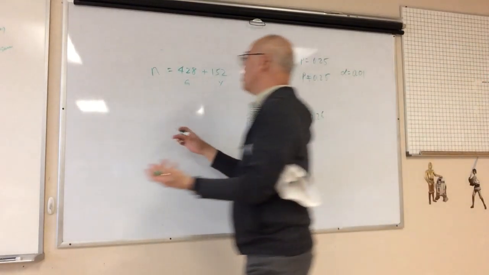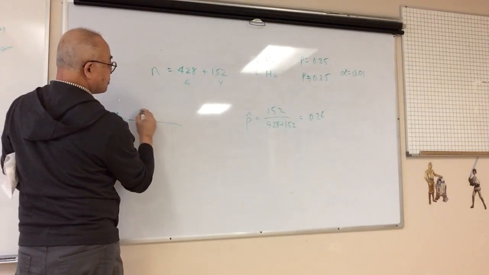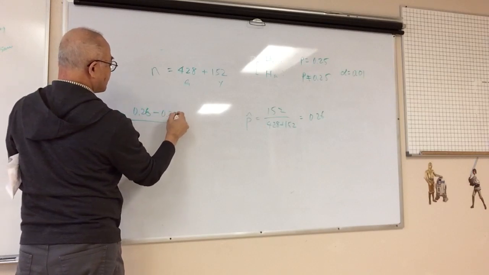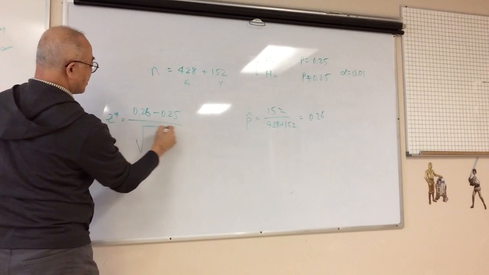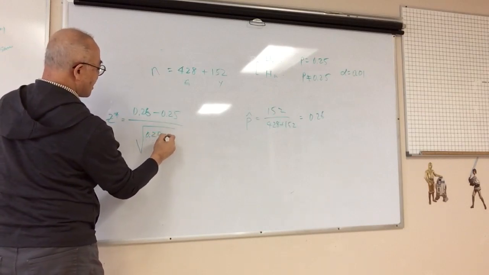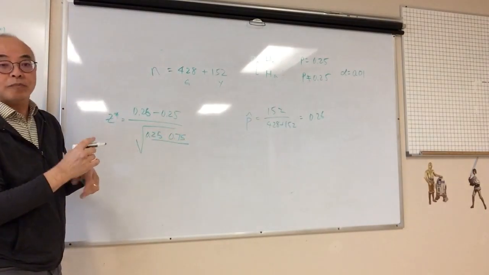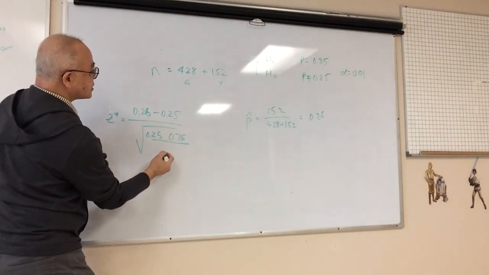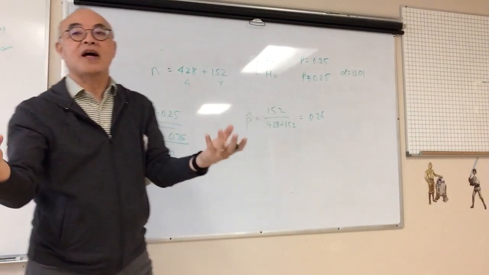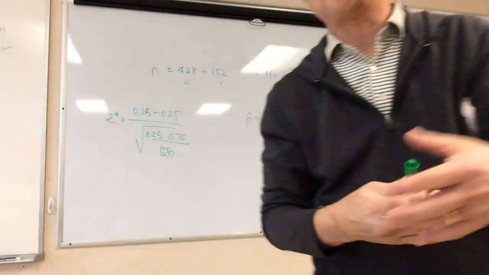Normally my Z is equal to P hat minus P over the square root of P times Q, where Q is 1 minus P, which is 0.75, divided by N, which is 580. We would do this and find the Z, and then go find the p-value and compare it with the alpha.